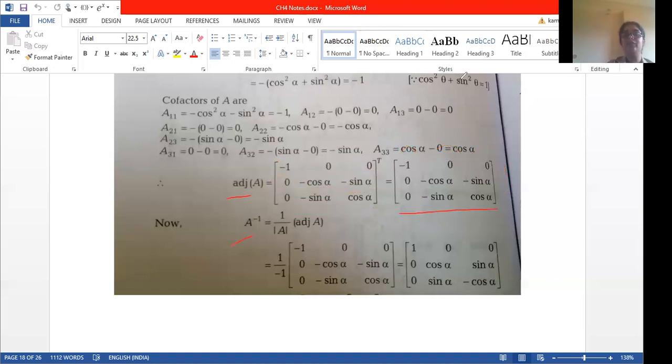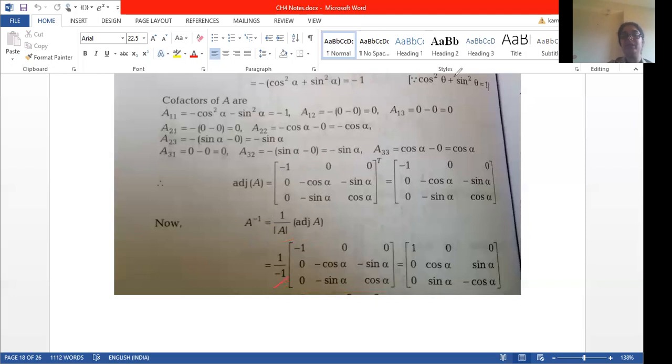A inverse is equal to 1 upon determinant of A times adjoint of A. Now just put the values. If you remember, your determinant value was minus 1. Do you remember if you have written somewhere, the determinant value was minus 1, we have calculated earlier. So put the value of determinant as minus 1 and then the adjoint in the same place as it is. Now just see, 1 upon minus 1 is minus 1 only. So multiply minus 1 with each element. So what are you going to get?